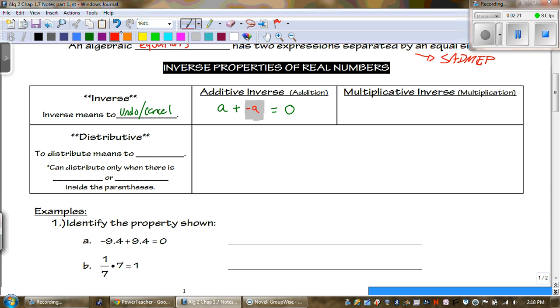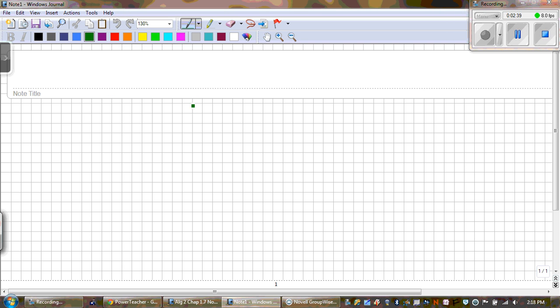Okay? And when we're talking about the multiplicative inverse, when you multiply something, you want to multiply it so when they cancel out, it equals 1. And this is the one that's a little trickier to understand. Okay? So here's an example. If I have the number 2 times what gives me 1? Okay? Well, if you're multiplying something, you divide it.